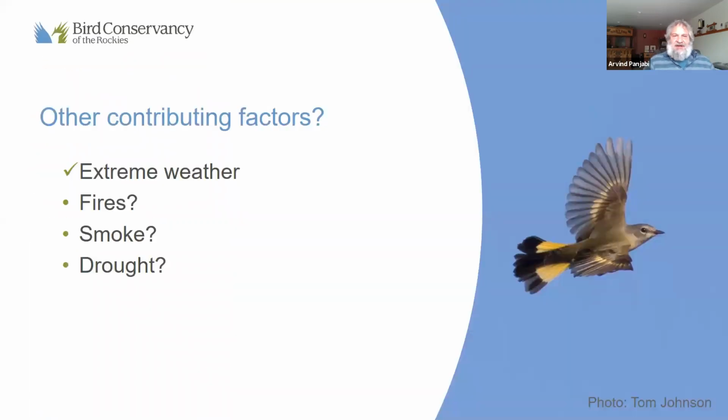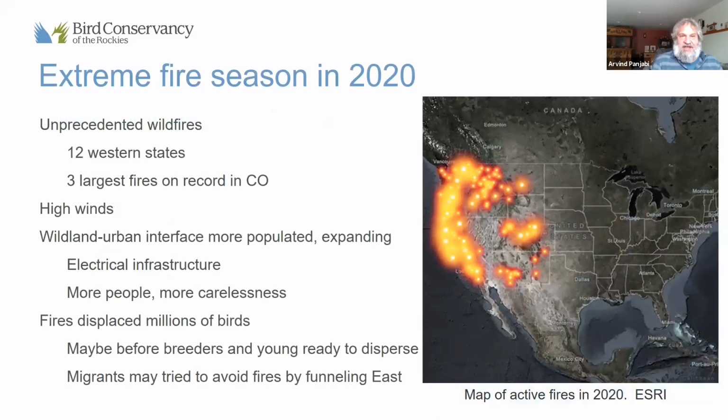So it's pretty clear that extreme weather played a major role in this event. But what about these other factors like fire and smoke and drought? Were they also playing a role in this? Well, 2020 certainly was an extreme fire season like we have never seen before. There were wildfires in 12 western states, including the 3 largest fires on record in Colorado. These were accompanied by high winds that spread embers and spread these fires across huge areas.